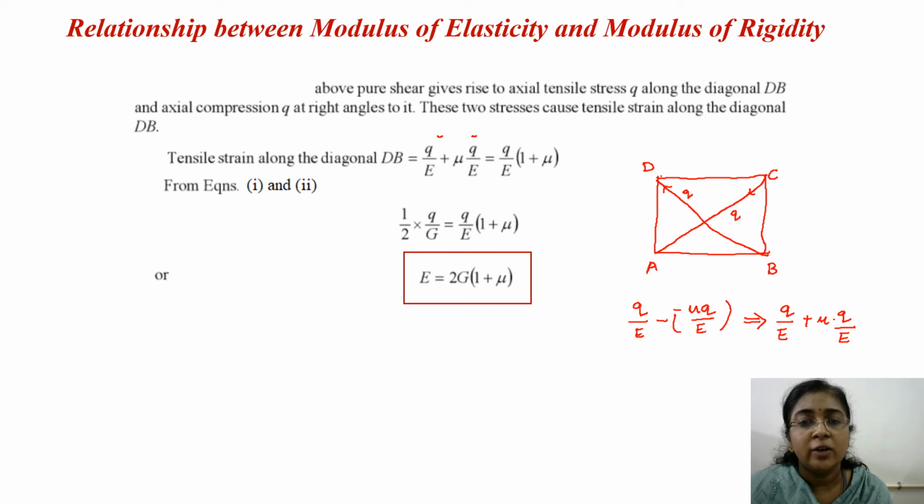We have already got the expression for the tensile strain along diagonal BD, which is 1 by 2 into Q by G. Equating these two, we will obtain the relation between modulus of elasticity E and modulus of rigidity G. And the relation is E is equal to 2G into 1 plus mu. E is the modulus of elasticity, G is modulus of rigidity, and mu is the Poisson's ratio.